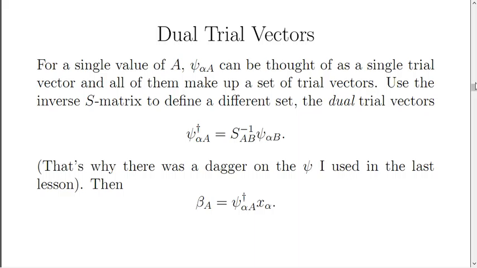Now that's why there was a dagger on the psi I used in the last lesson. With this particular definition, where I define the dual trial vectors to include the product of the inverse S matrix and the trial vectors, I can simplify the definition of the parameters by just saying that parameters are equal to dual trial vectors inner product with data values.